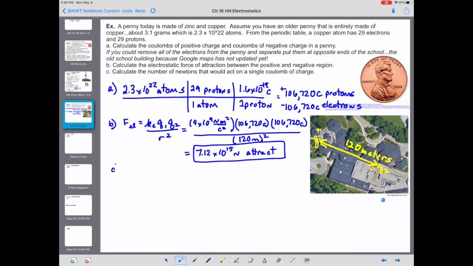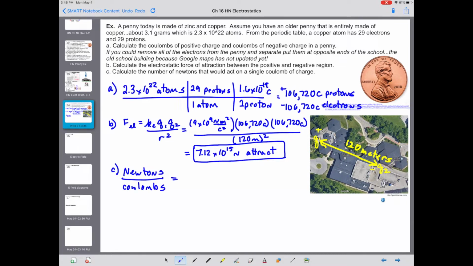Now, bridging into electric fields, what we've calculated in B is a force, but this is a force acting on a certain amount of charge. If we want to standardize that, if we want to be able to compare it, well, how does that compare to other charges and forces that are applied? Then what we're going to do is take that number of newtons and divide it by how many coulombs there are.